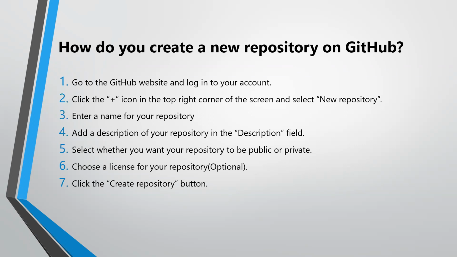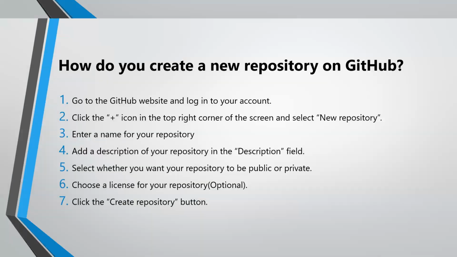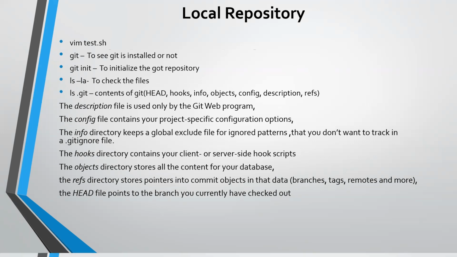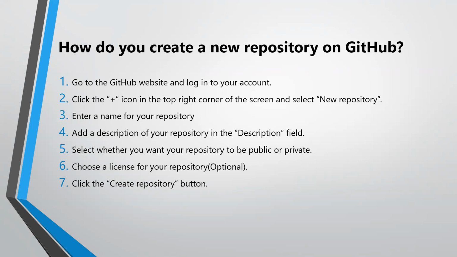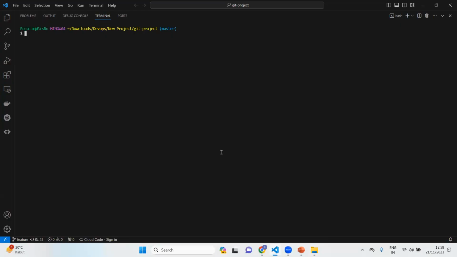So we will continue today about GitHub. In the last class we learned about Git and how Git is being used in our local system, and what we are doing to use Git in our local repository. We understood the git init files: description, config, info, hooks, objects, refs, and head, which we'll discuss later elaborately. I will continue from the last class.